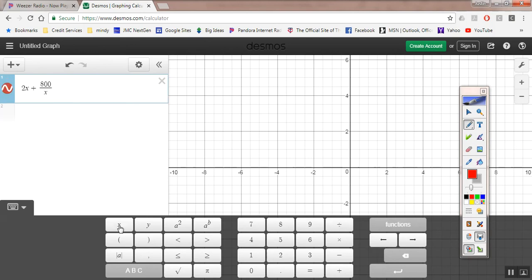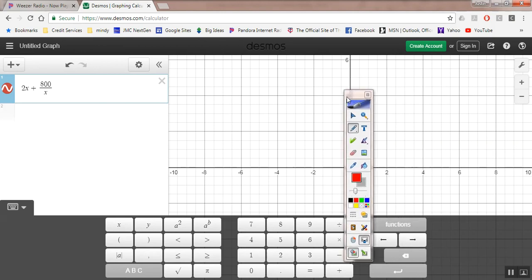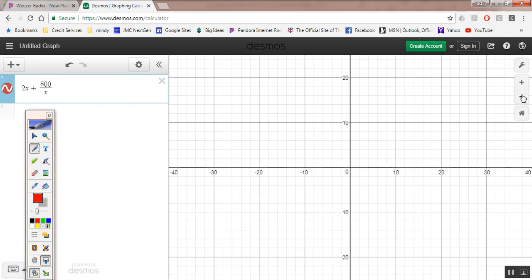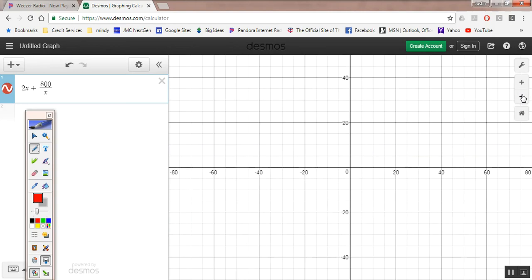All right, here's the deal. Nothing shows up on your graph. That's not good, is it? Zoom out. Yep, let's do that. So I'm going to zoom out.